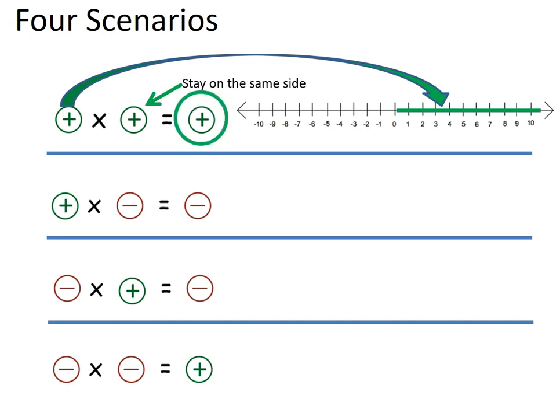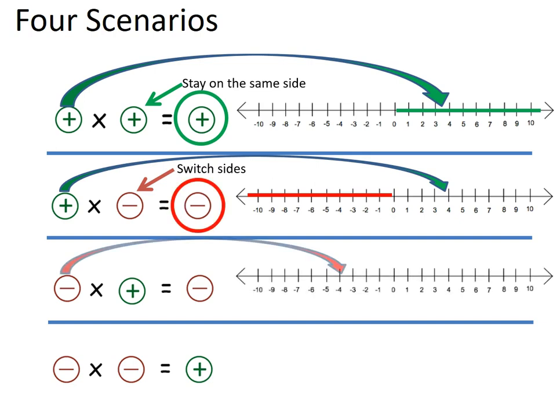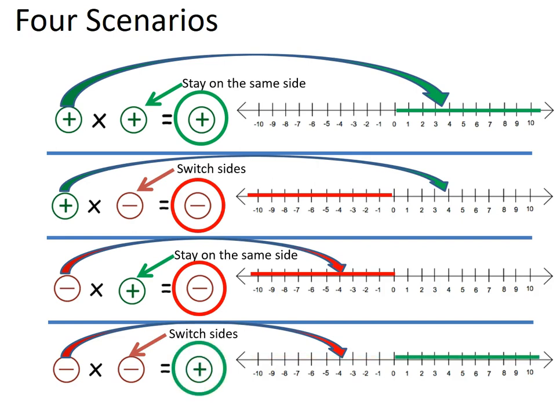That's our answer. The second scenario, we start on the positive side of the number line again because the first number is positive. But now the second number is negative. When the second number is a negative number, we switch sides. So now we know our answer is going to be negative. On the third scenario, we start on the negative side of the number line because the first number is negative. The second number is positive, so we stay on the same side, so our answer is going to be negative. And in the fourth scenario, we start on the negative side, but then we have to switch sides because the second number is negative. So when we switch sides, we end up with a positive.